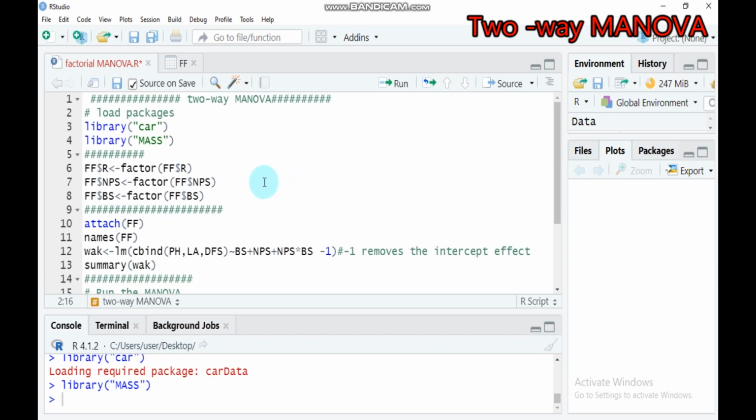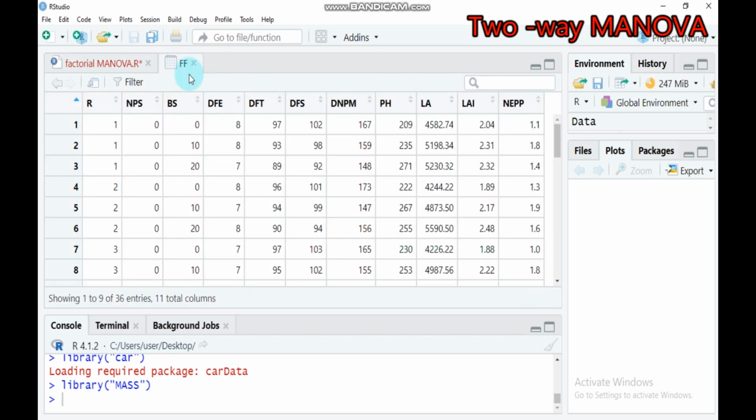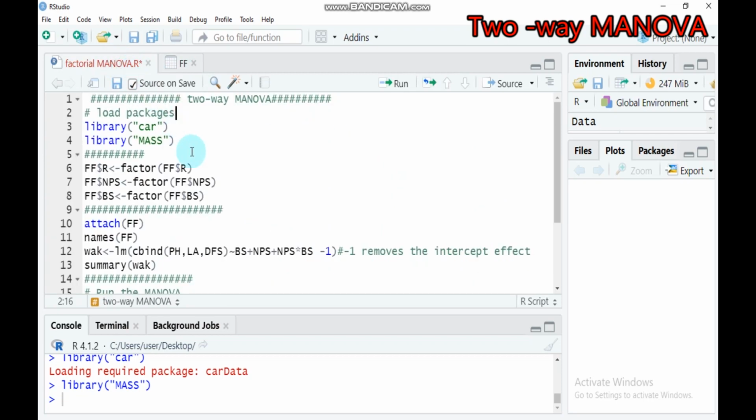So today we will use the FF data, which is my own data. I already imported it into R in order to save time. Here is the replication. Here is the NPS rate, the one factor, and BS is the Brary sledge, the second factor, and the remaining columns are the response variables. So first you have to convert the replication and the two factors into factors.